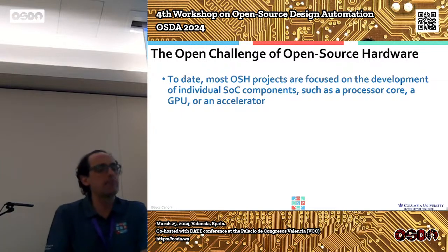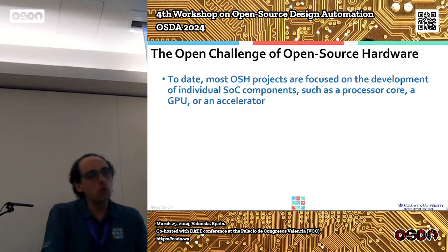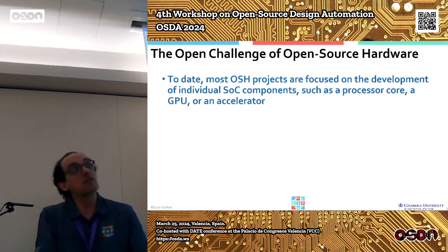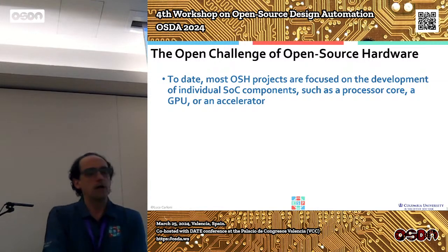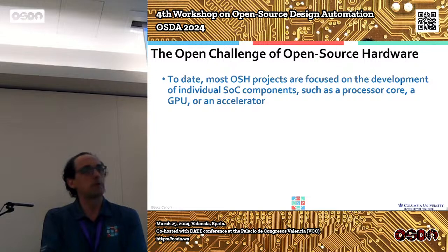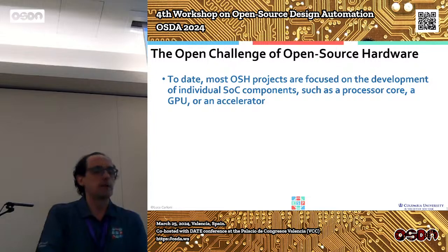From some research labs, we have noticed years ago that many of these projects focus particularly on the development of components, which is very important, like an open source processor, an open source GPU, an open source accelerator, maybe an open source interconnect.